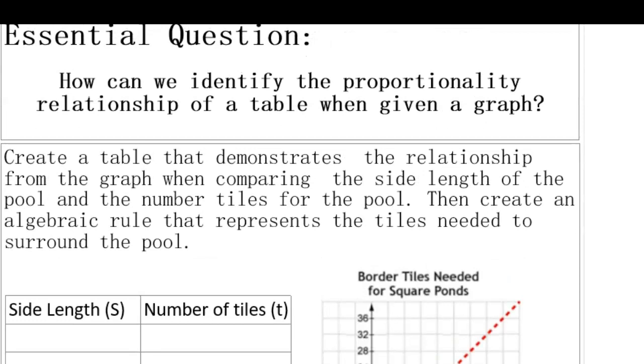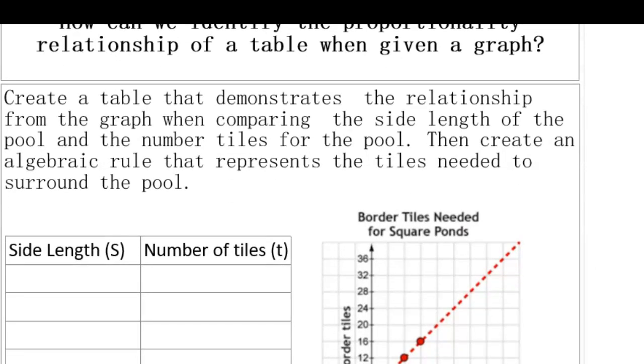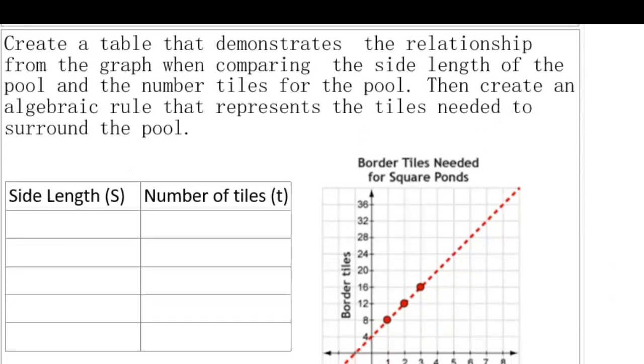So our essential question for today is, how can we identify the proportionality relationship of a table when given a graph? With this being said, we can take a look at the first example. We have to create a table that demonstrates the relationship between the graph when comparing the side length of the pool and the number of tiles for the pool. And then we will have to create an algebraic rule that represents the tiles needed to surround the pool.